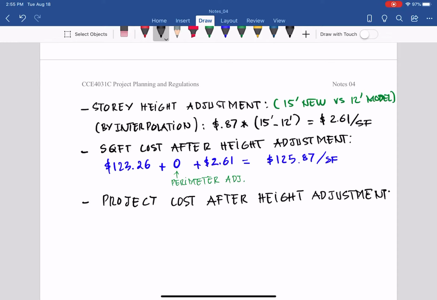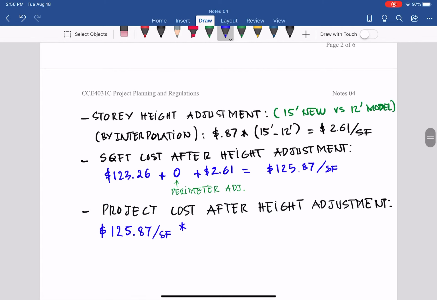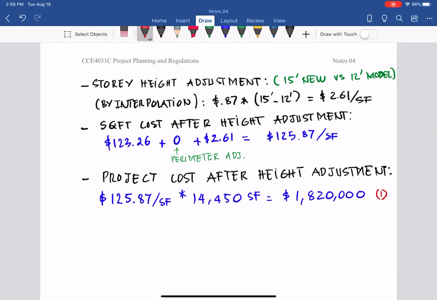We have square foot costs and the areas for the daycare center, so we can multiply. It's 125.87 per square foot for this daycare center, times 14,450 square feet. So we get 1,820,000. And I round up because this is a rough estimate, plus or minus 15% accuracy level. So I round up to 10,000.